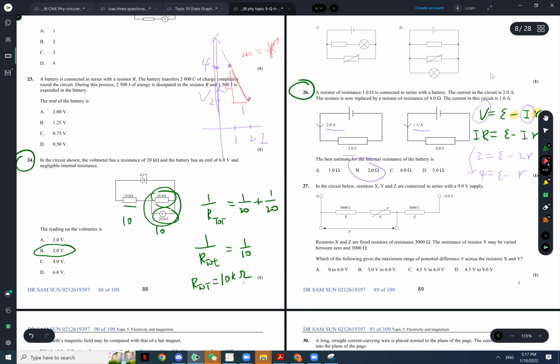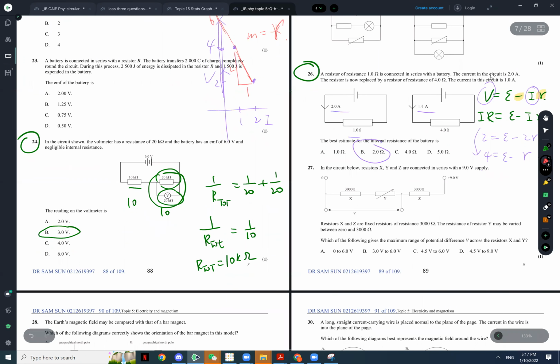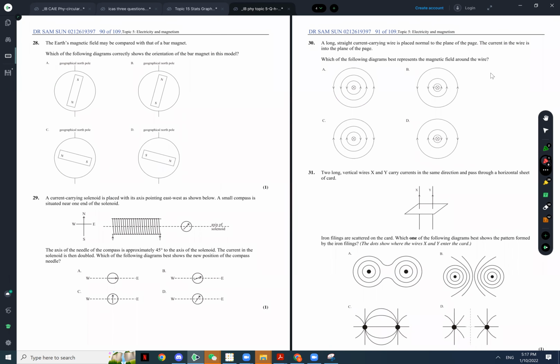Y intercept will be EMF. Okay? This is some circuit question. Random revision. Now, more magnetic field.